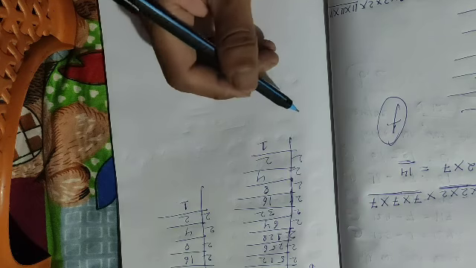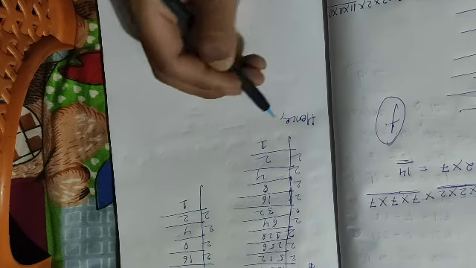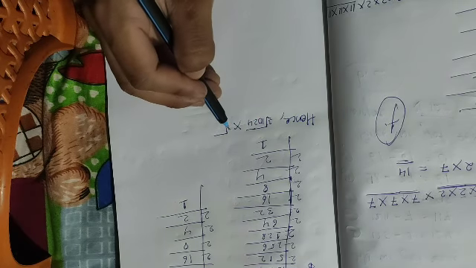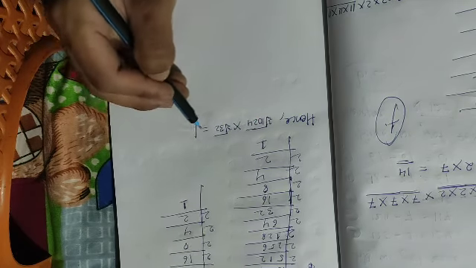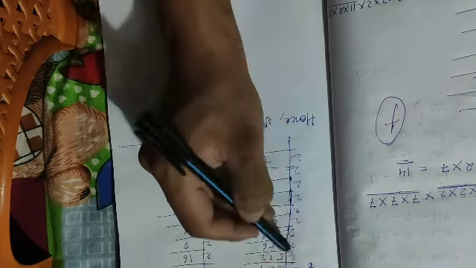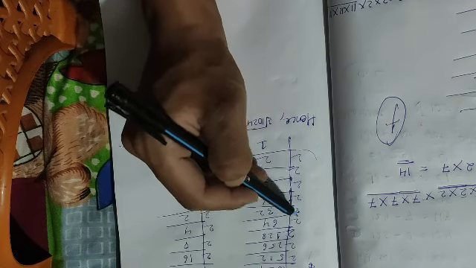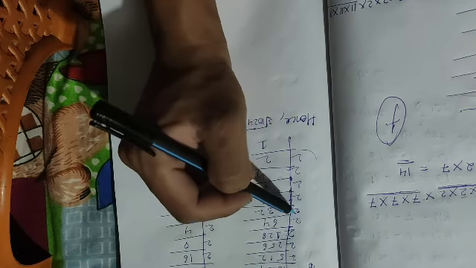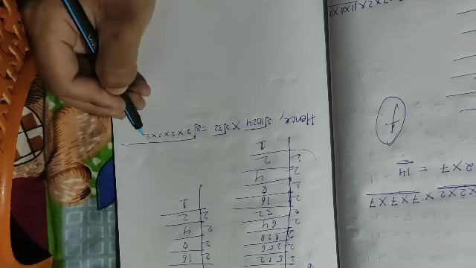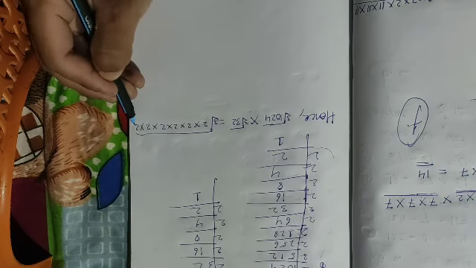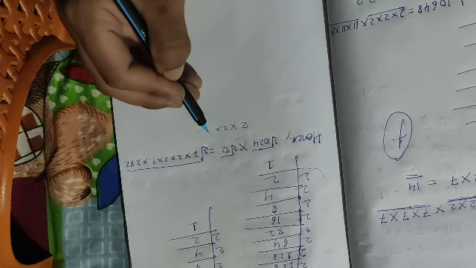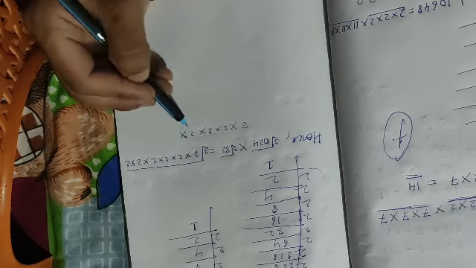So we get cube root of 1024 into cube root of 32. It's not square root, it's cube root of 1024. I can write this as 2 into 2 into 2 and so on. How many times? 1 2 3 4 5 6 7 8 9 10, so ten 2s.